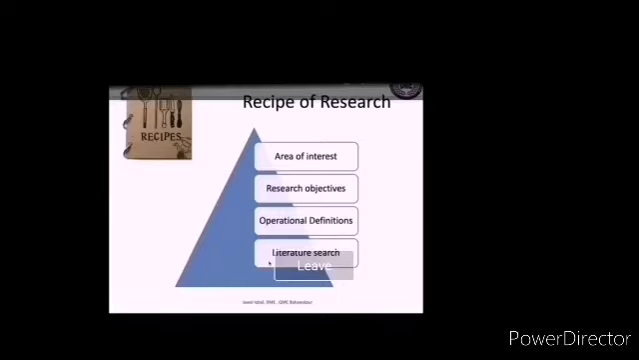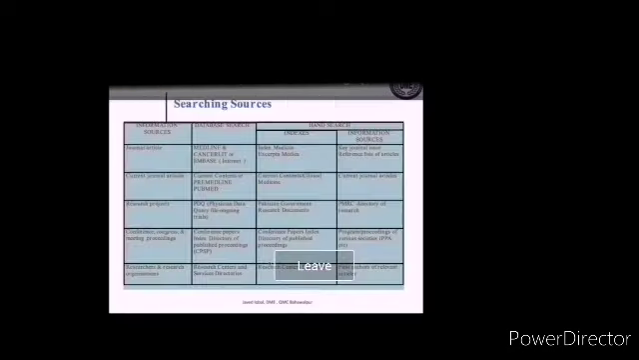Let me repeat again. You have an area of interest from where you took a research objective and then you wrote down the operational definition. Now you clearly know what you want to do and then you go on literature search. Now literature search you make from journal articles, from research projects, from conferences, these are the areas which are acceptable. They are acceptable, body of knowledge.